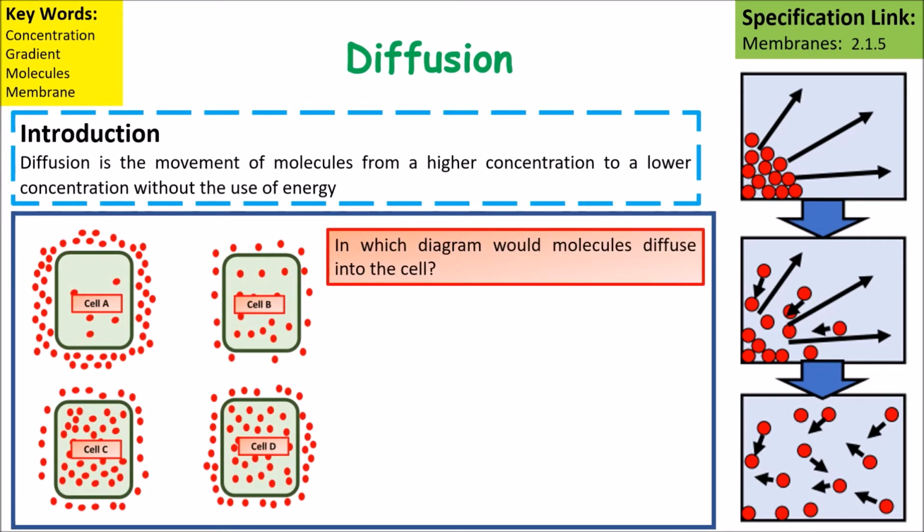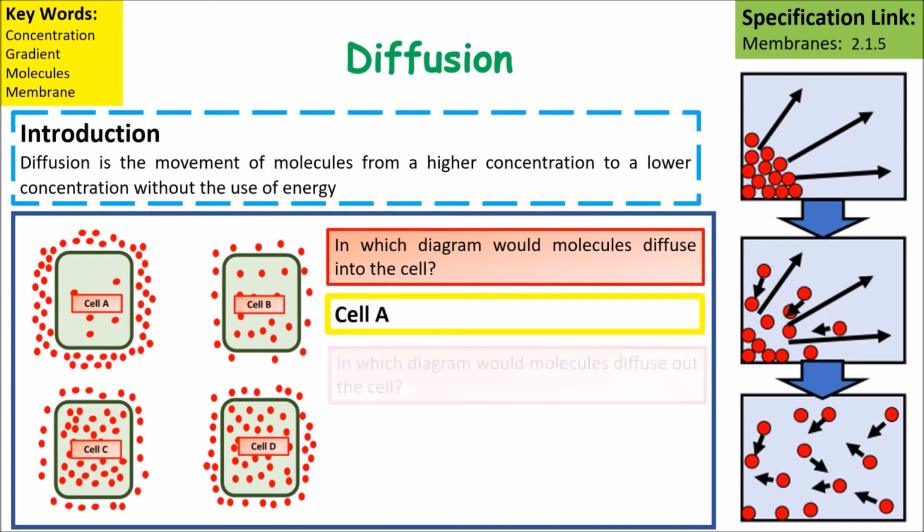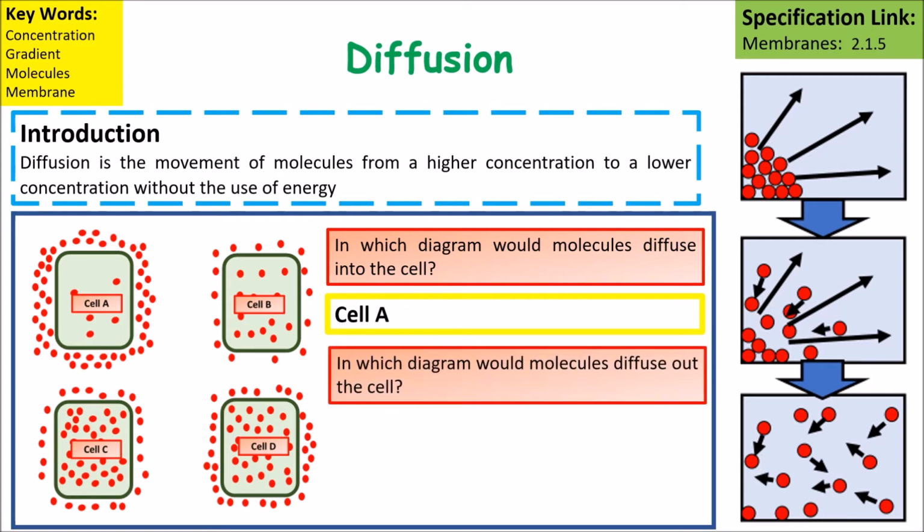So if we look at these four diagrams, in which diagram will the molecules diffuse into the cell? That would be cell A. In which would the molecules diffuse out of the cell? That would be cell C, because you can see that there is a concentration gradient between both of those cells and the outside of those cells.